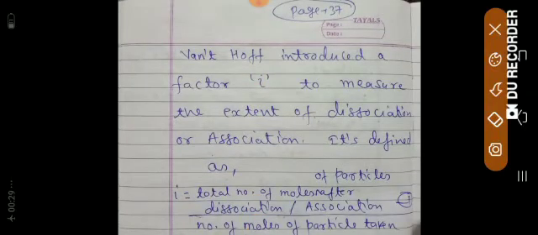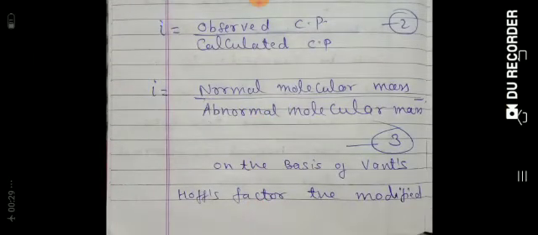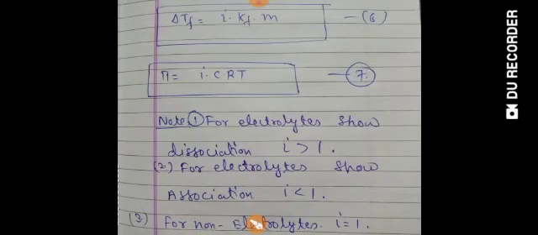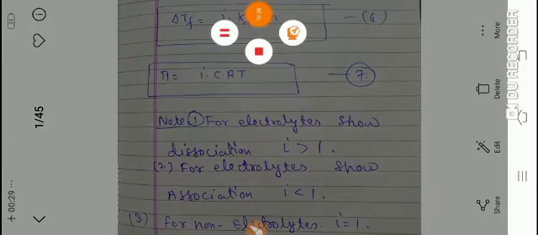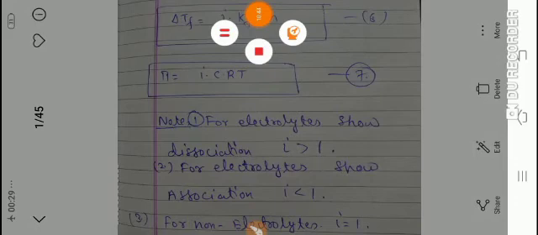So we modified the equations on the basis of iota. The mathematical definition of iota: the first one is this one, the other two are here, and we modified the formula. This is the end of this video, which contains abnormal and normal molecular masses. This is video 11 of chapter 1, Solutions, and we are tending towards the end of this chapter. In the next video I will come to the remaining interesting points of this chapter.